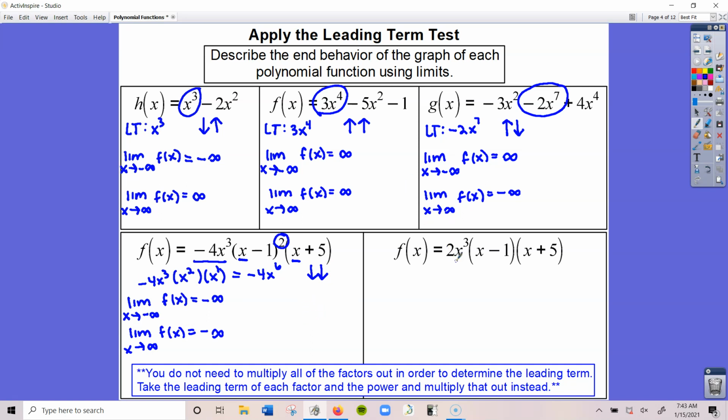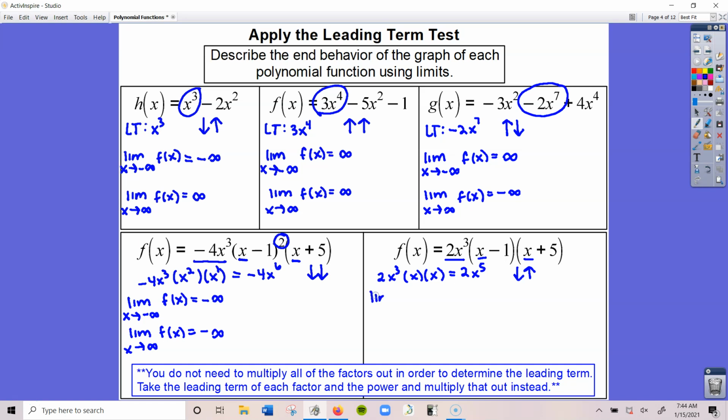Last example here, we have 2x to the third times x minus 1 times x plus 5. So I'm going to multiply the leading term from each individual factor. That means that my leading term is going to be 2x to the third times x, which is equal to 2x to the fifth. So now, because my leading coefficient is positive, that means that the right side will go up. And because my exponent is odd, that means the left side goes in the opposite direction.